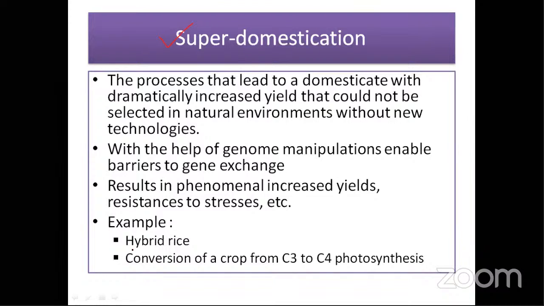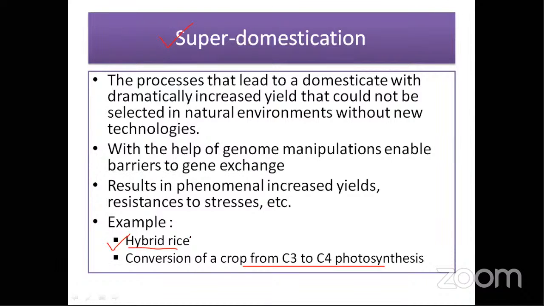Like you see here, I have given the example, that is the hybrid rice or conversion of C3 to C4 photosynthesis. Hybrid rice, why? Because previously rice, as you know, is a self pollinated crop. So to make the varieties and further improvement, we were not getting any significant jump in the yield. Okay, so as you all know, the father of the hybrid rice is from China, that is Yuan Longping. He made this thing, that is the hybrid rice. So after the hybrid rice production, we got a significant increase in the yield. Okay, so that made a huge change in the cultivation aspects of rice, isn't it?